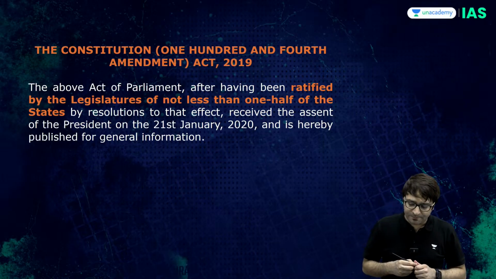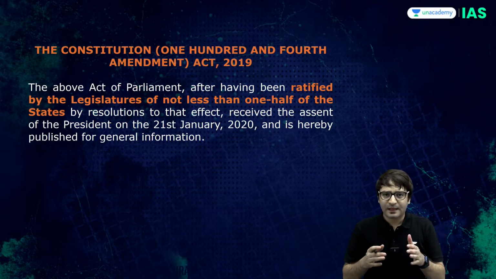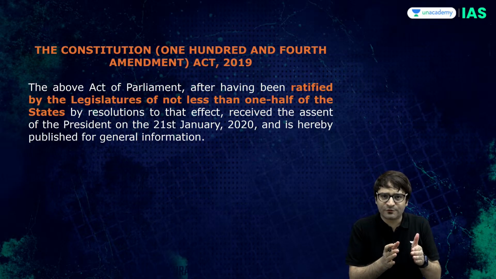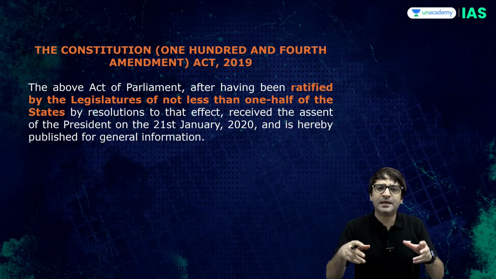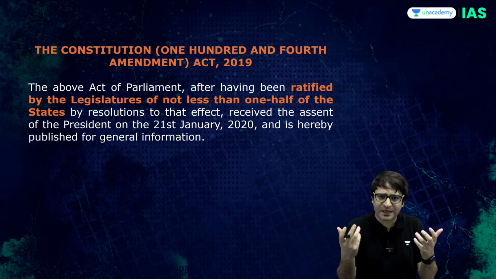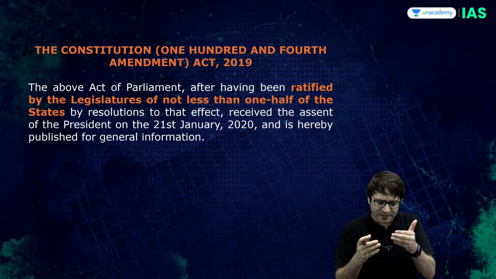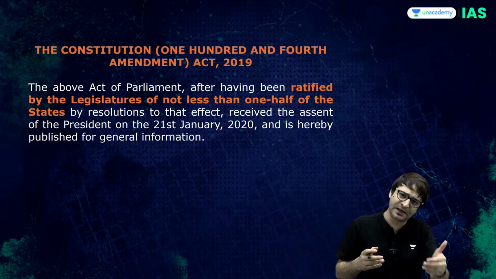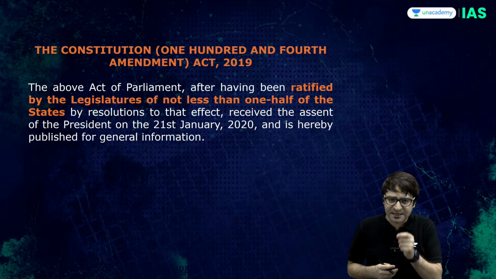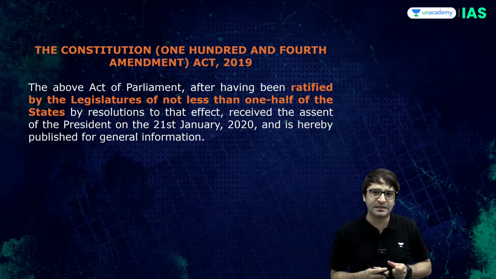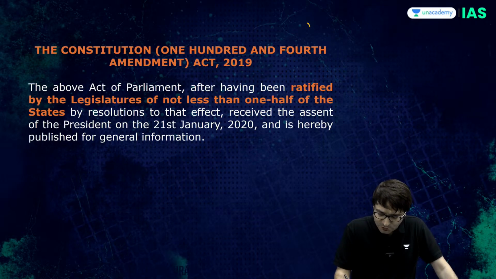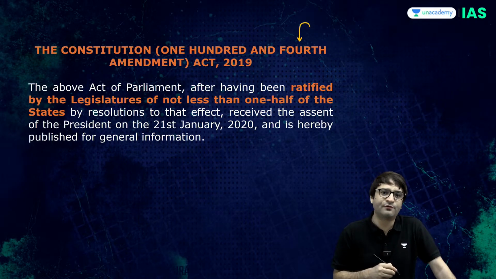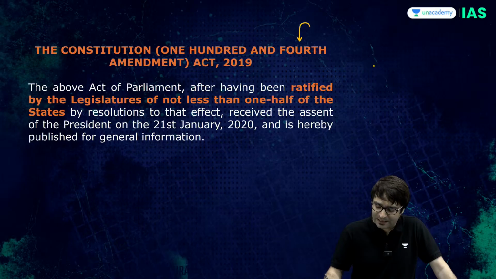Now let's look at the 104th Constitutional Amendment Act. The reservation for SCs and STs in the Lok Sabha and in legislative assemblies was meant to be there for 10 years. But each time it was about to expire, the reservation got extended by another 10 years, another 10 years, another 10 years. And this political reservation for SCs and STs in the Lok Sabha and the state legislative assemblies was about to expire in 2020. But now, because of this 104th Constitutional Amendment Act, this reservation for SCs and STs got extended by another 10 years.